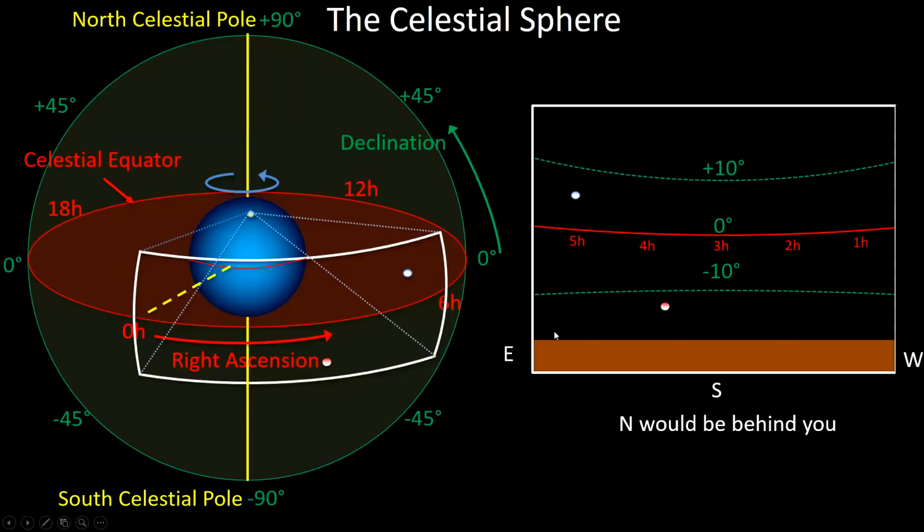We can also label on this diagram which directions things are in. If we're standing in the northern hemisphere looking towards the equator, then we're looking south, and east will be on the left and west will be on the right.